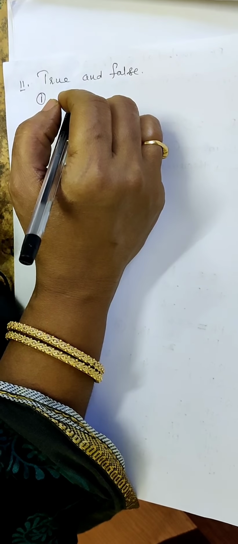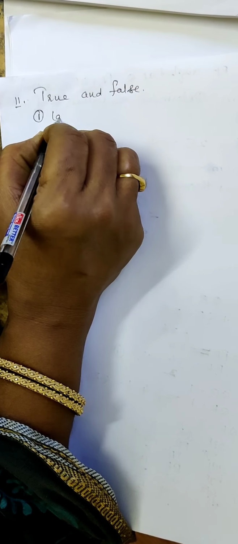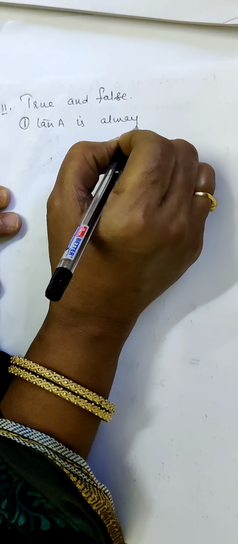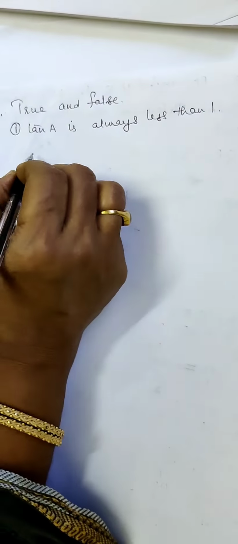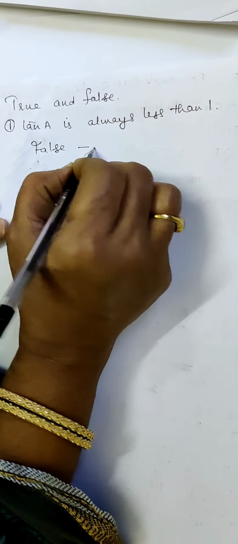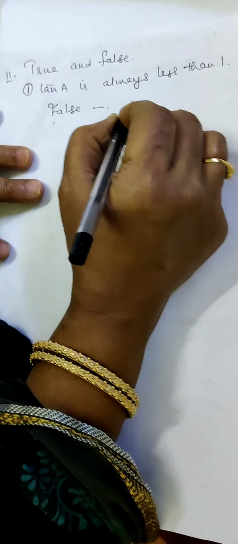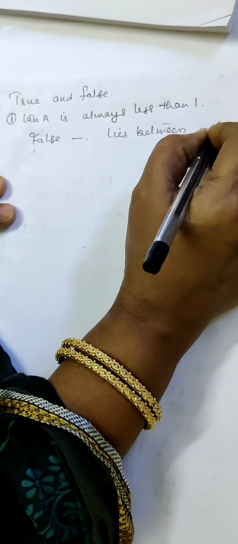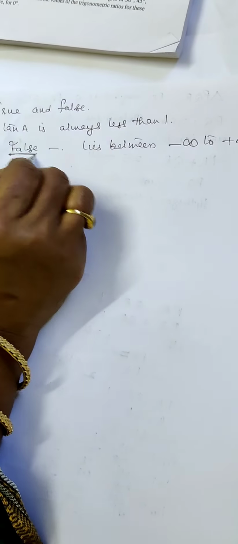State whether the following are true or false. Number 1. Value of tan A is always less than 1. So this is false. Why? Because value of tan A always lies between minus infinity to plus infinity. So the statement is false.